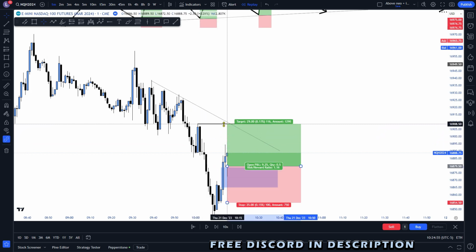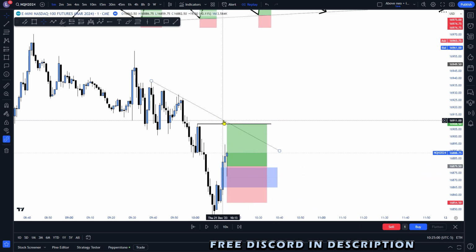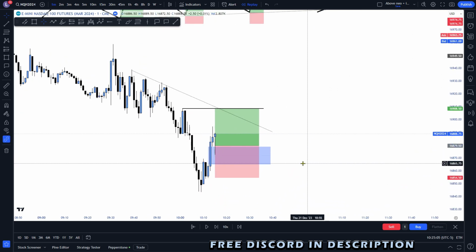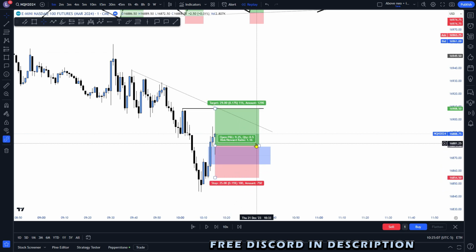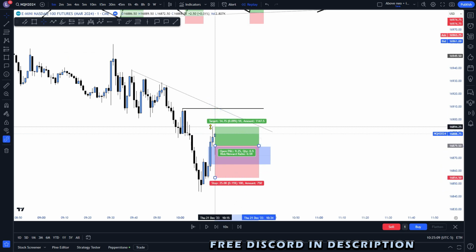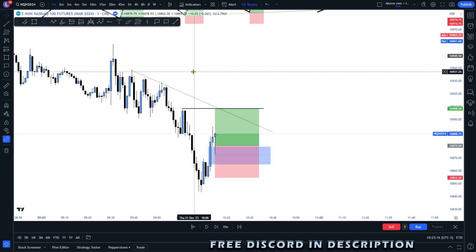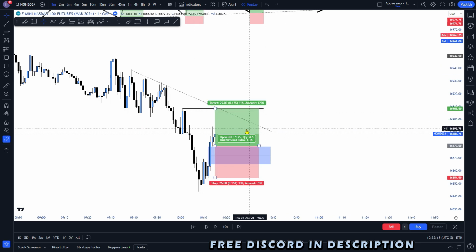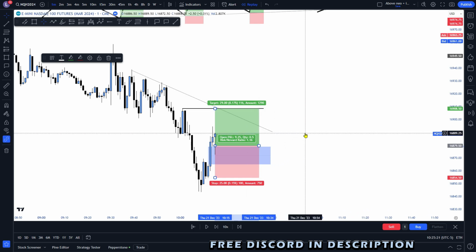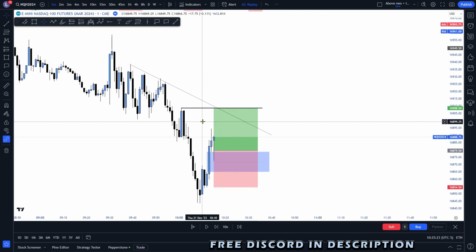So for me personally, this here would be my first target. It is also a nice 1-to-1 risk to reward ratio. When you're trading, you don't really want to be taking anything less than a 1-to-1, just because over time it is not very good and you won't be seeing the best rewards. So you want to make sure that you're getting over a 1-to-1 risk to reward ratio. As you can see, this is a nice 1-to-1 risk reward ratio. It is targeting this liquidity here.